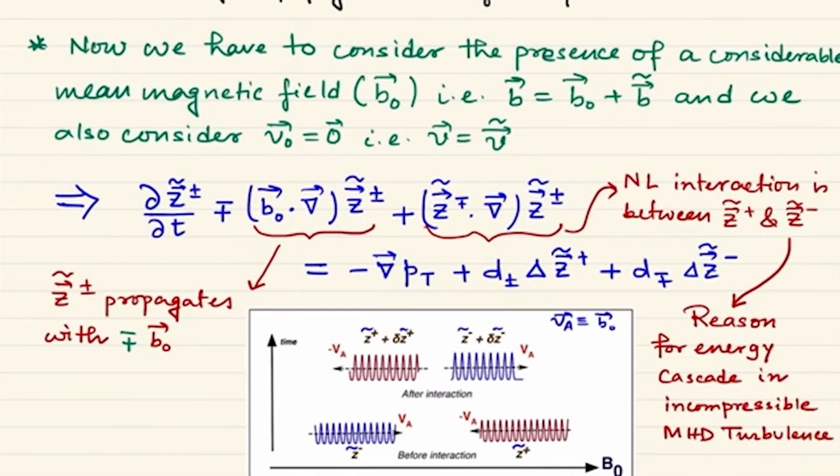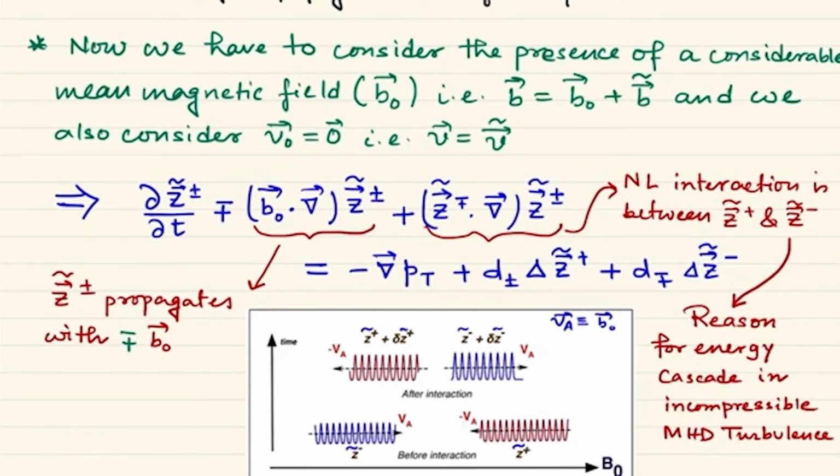Iroshnikov-Kraichnan phenomenology, which simply says that, let's say you have two wave packets, this one is z tilde minus, okay, so it will move in the positive direction with some velocity VA which is equivalent to our b0. Okay, so I took this picture from my thesis where I used the Alfvén velocity to be equal to VA. Okay, and z tilde plus would move with a velocity minus VA.